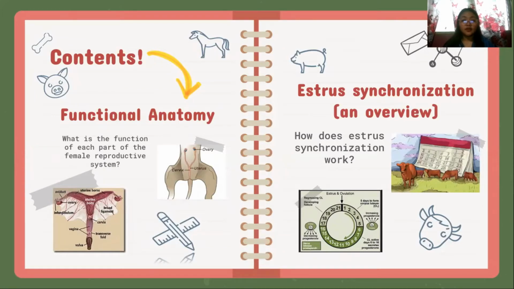For the contents, we will be discussing the functional anatomy of the mammalian female reproductive system and an overview of the estrus synchronization of cattle.